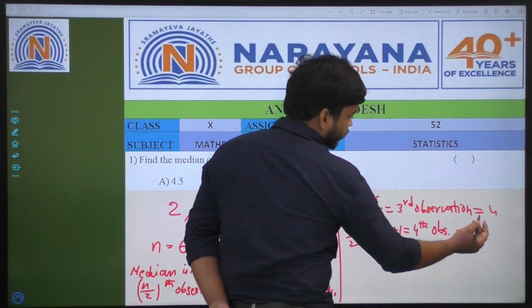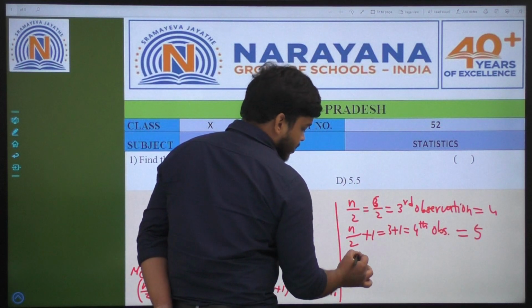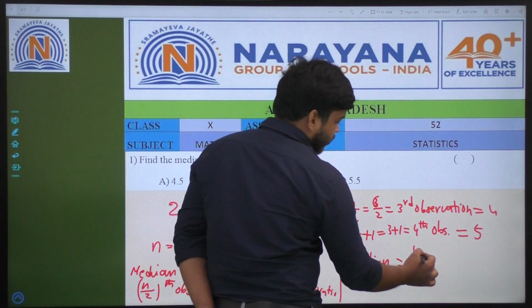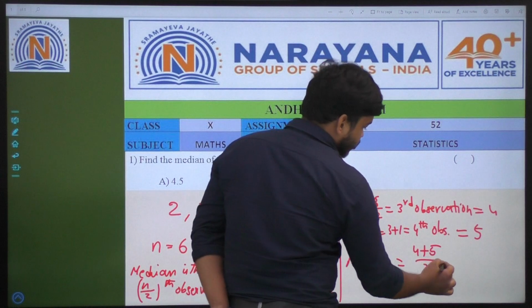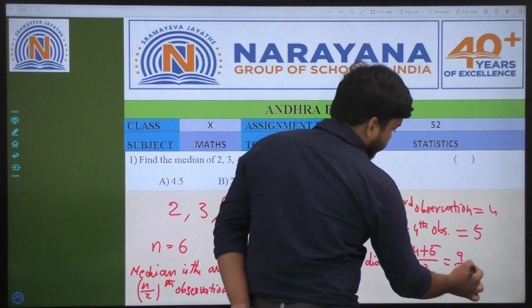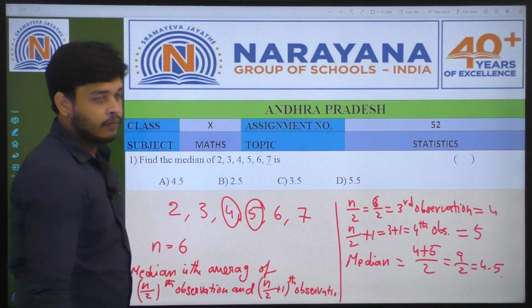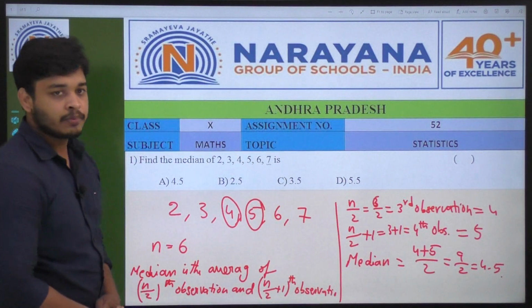So now the average of 4 and 5. So median is equal to the average, 4 plus 5 by 2, that is 9 by 2, which is equal to 4.5. Now the next problem.